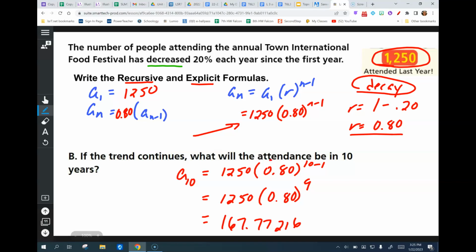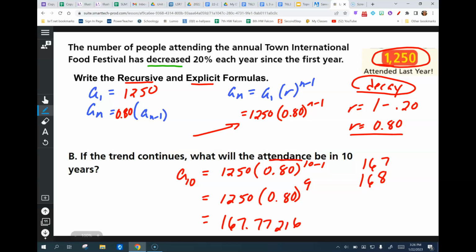167.77216. Well, attendance is people. We don't have 0.7 of a people. So you could round it either way. If you're rounding, it would be 168. If not, 167. Me personally, I would take either one. I would probably be okay with either, but that's where your teacher might have some more information on how they would want you to do that on a test or a quiz.